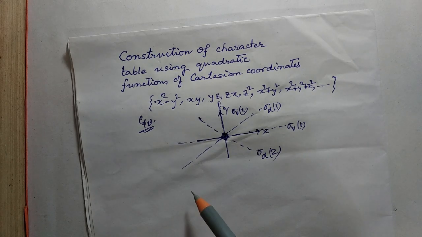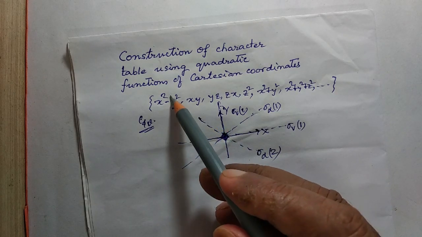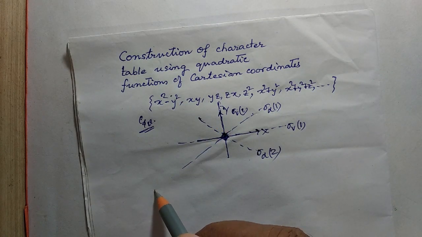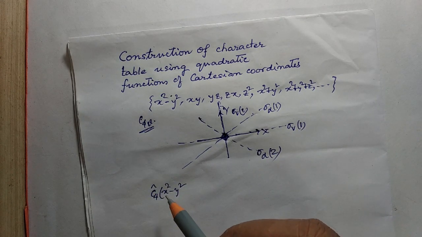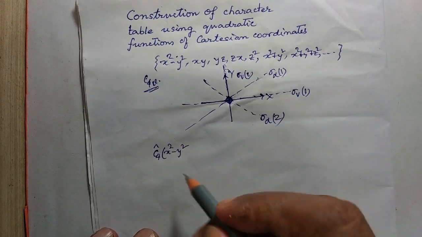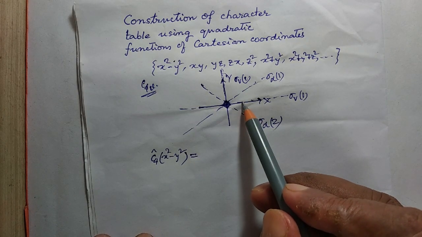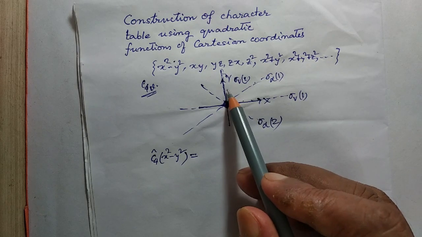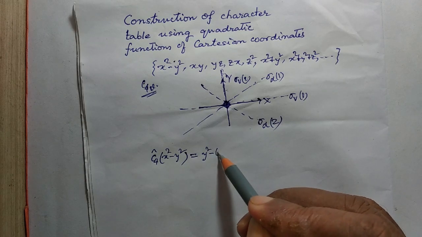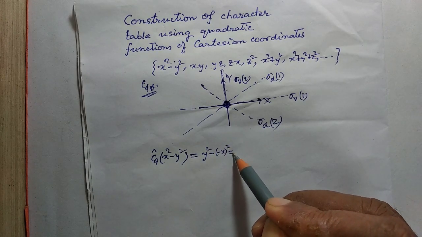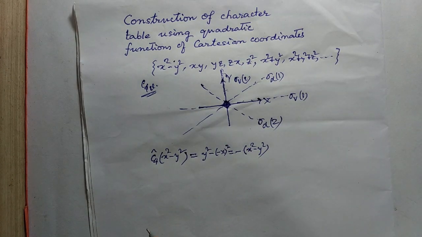First, let us take up the function, say x square minus y square. If we apply C4 operator on x square minus y square, what happens? The result is this. By C4, x turns to y and y turns to minus x. Therefore, this is y square minus x whole square. This is minus x square minus y square.